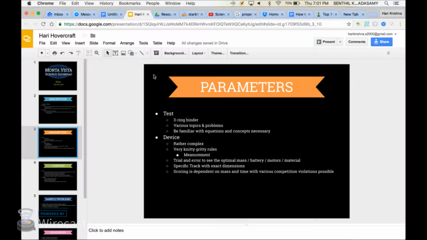There are lots of rules that relate to measurement and that you have to follow, such as the track, the device length, the device width, the track length, the track width, the boundaries of the starting and finishing line. And you'll have to trial and error to see the optimal mass, battery, motors, and material, which will be covered later on. And scoring is dependent on mass and time, with various competition violations possible. If you have a competition violation, your score will decrease or have a factor multiplied down, which is bad for you. So it is really important that you know the rules really well.